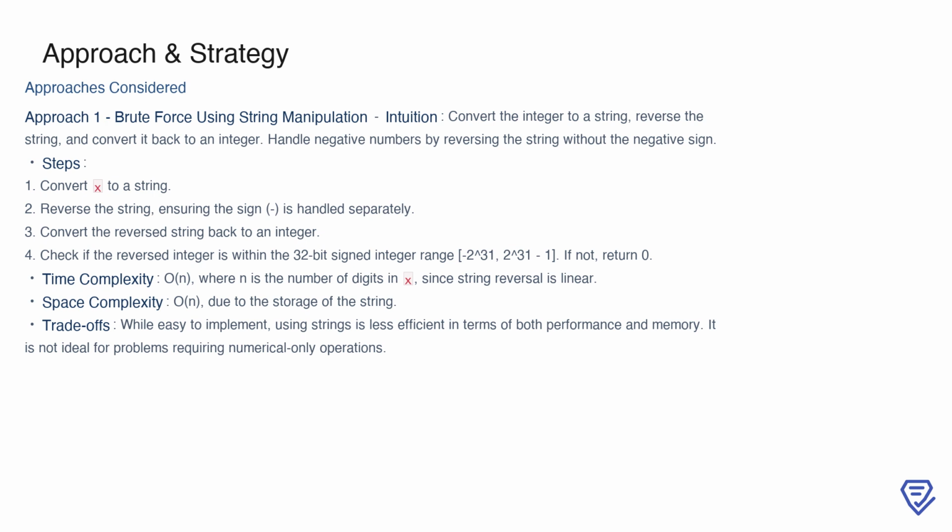While this approach is simple and easy to implement, it has some trade-offs. The time complexity is O(n), where n is the number of digits, because string reversal is a linear operation. However, the space complexity is also O(n), due to the storage requirements of the intermediate string. This makes it less efficient, especially for scenarios where numerical operations are preferred over string-based manipulations.